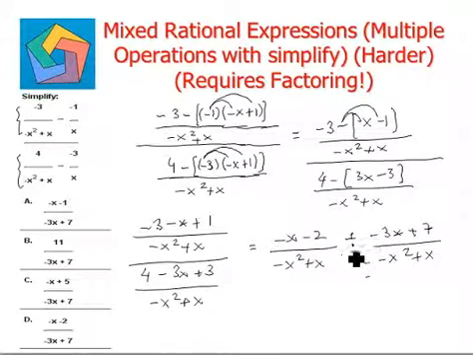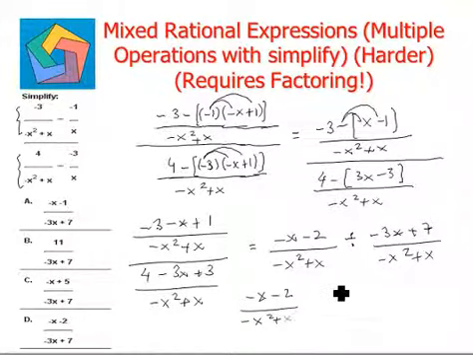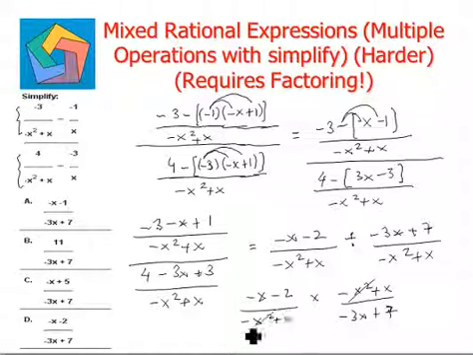This is similar to fractional division. Keep the first fraction as it is. Change the division to multiplication. Flip the second fraction, that is negative x squared plus x. The denominator becomes a numerator and the numerator becomes a denominator. So here we can see we can cross cancel this. Our final answer is negative x minus 2 divided by negative 3x plus 7. This can be seen in option D. Let's try the next question.